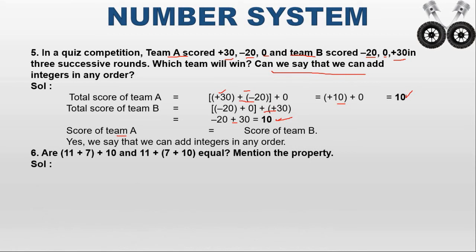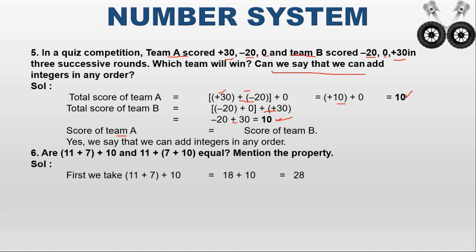What is the sixth question? 11 plus 7 plus 10 and 11 plus, within a bracket, 7 plus 10 are equal. Mention the property. What is the property used here? We have to say that one also. First we will check whether the condition given is true or false. So what is the first condition? Within a bracket, 11 plus 7, then plus 10. So what is the order of operation?